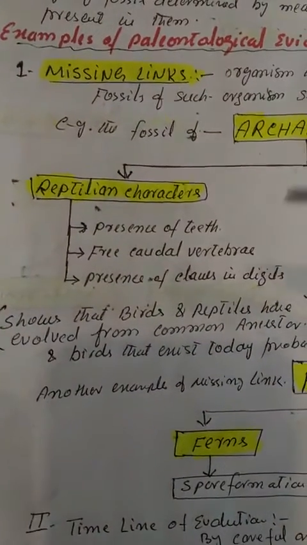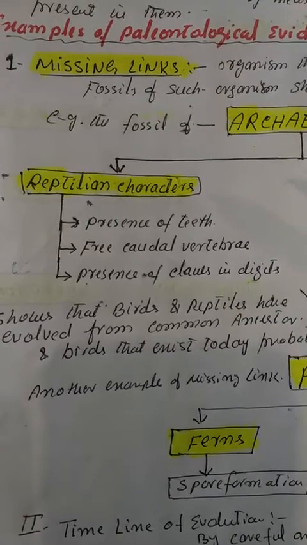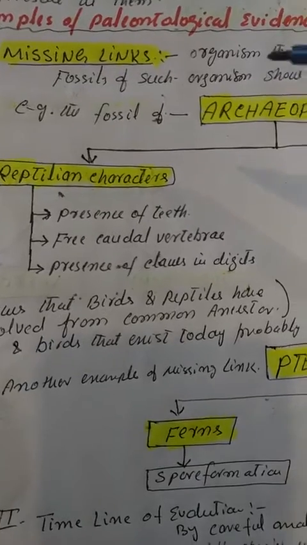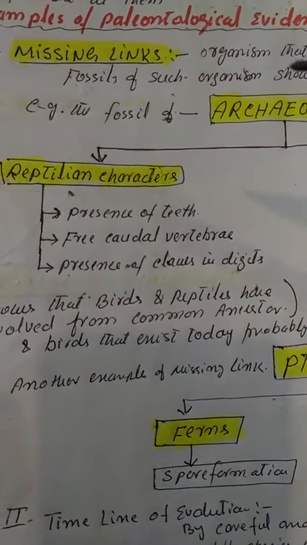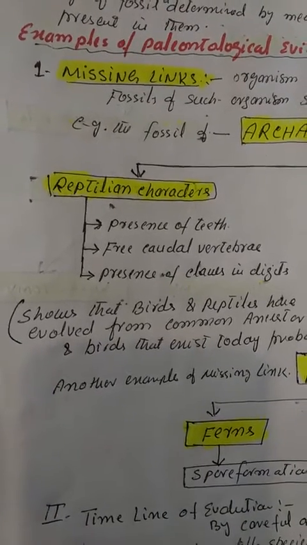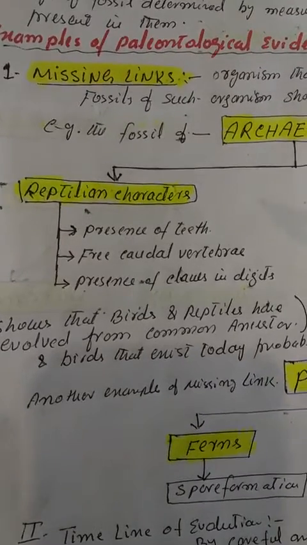Now, this shows that these fossils show the characters of 2 groups, both birds and reptiles. It also means that these avians or birds have evolved from reptilians, or they might have a common ancestor.